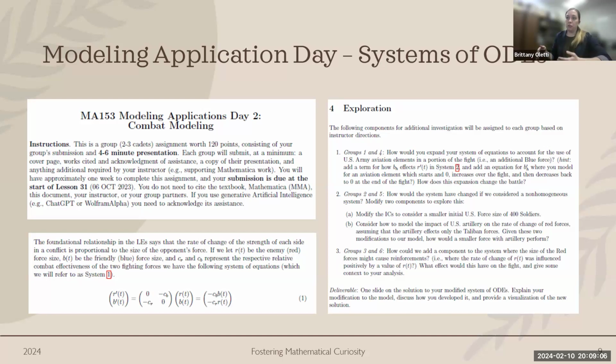Part of what they were doing is trying to fit the data to their model. So they were told how long the battle lasted and how many red and blue forces had been lost by the end of the battle. We told them the end states, so they were doing parameter adjustments as they went. Once they got the model working, we then said, okay, now do more.